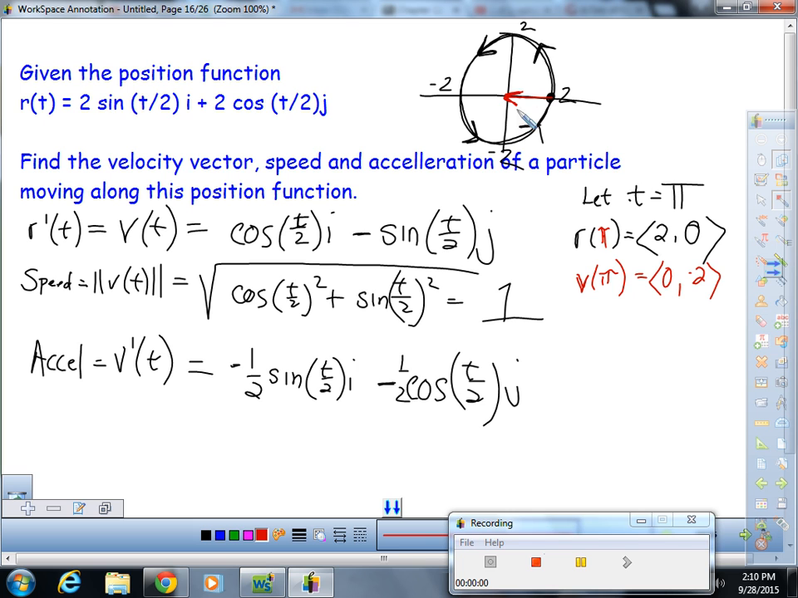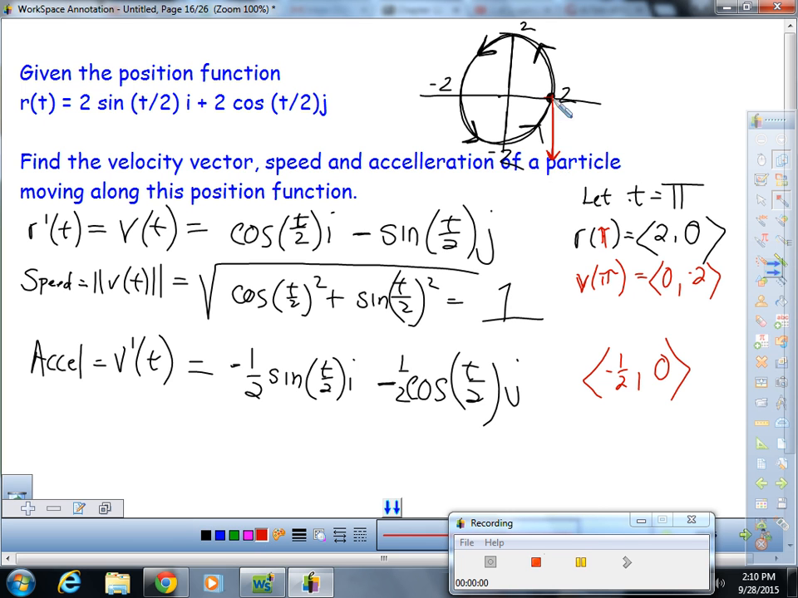Okay, now let's look at our acceleration. Our acceleration would be negative 1/2 times the sine of pi over 2. Sine of pi over 2 is 1, so it's going to be negative 1/2, comma, 0. All right, let's go back. I got this all wrong. All right, let's clean this up. I apologize. At pi, the velocity is this.